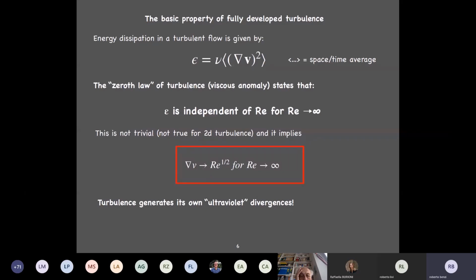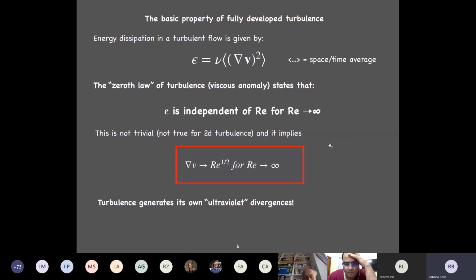For instance, it's not true in two-dimensional turbulence, where in fact energy dissipation is not a constant with the Reynolds number. But I will not discuss this. It is a non-trivial statement which has been one of the starting points in developing any statistical theory of turbulence. And in fact, as we shall see, it's the starting point of the famous Kolmogorov theory.